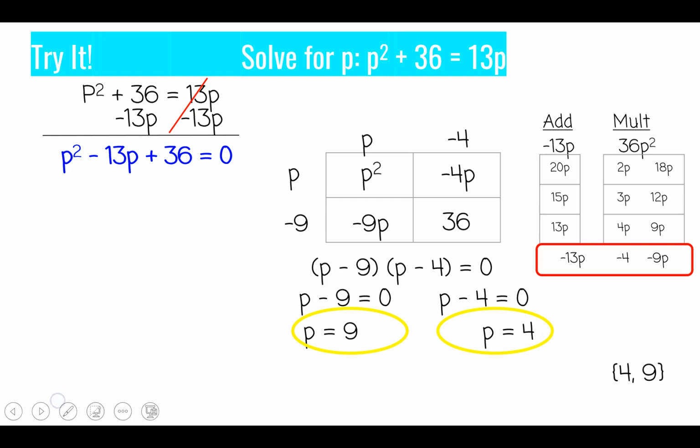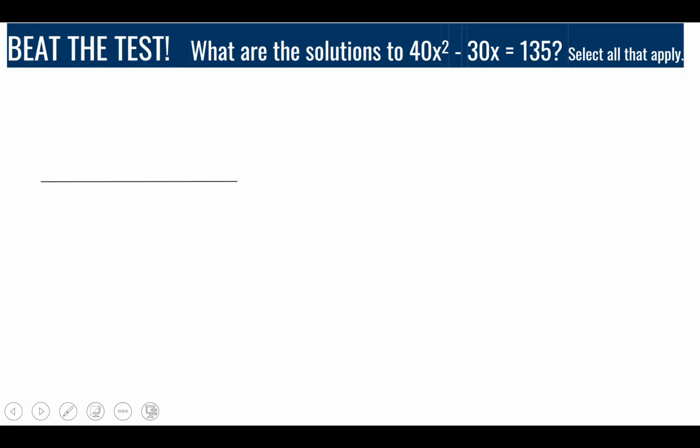All right. Let's go to beat the test. Here we go. We have 40x squared minus 30x equals 135. Check all that apply. Well, what we're going to check are the solutions, right? Okay. Tell me what you see. What jumps out at you? The 135. 135 jumps out. Why does it jump out? Because it's a big number. It's a big number. Why else would it jump out at you? It's on the wrong side, right? It should equal 0. So let's move it over.